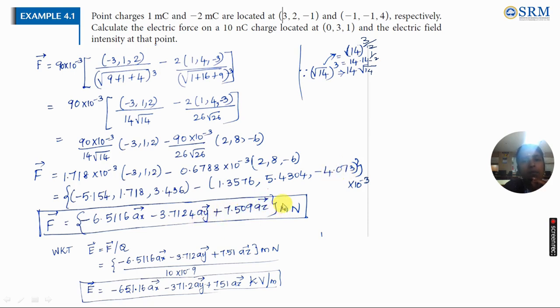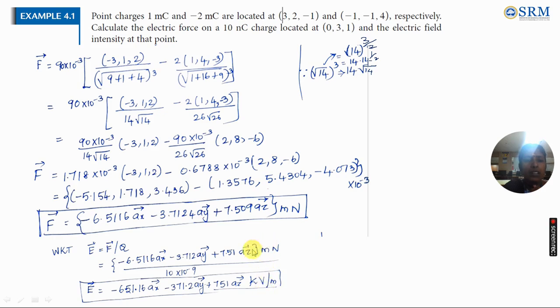Okay, milli, what is the unit of force? It is Newton. So the final thing is I want to find the electric field intensity. So it is nothing but force divided by the test charge. Force equation we have got in the previous step. Now I am dividing with the test charge 10 nanocoulomb. So what will be my result? I will get the electric field intensity in terms of kilovolt per meter.